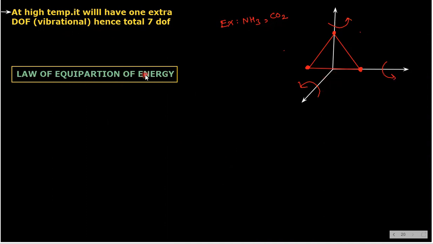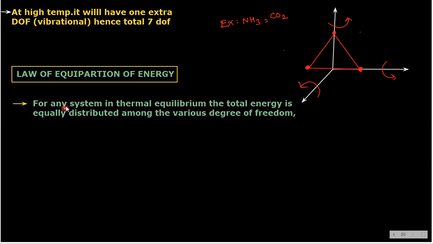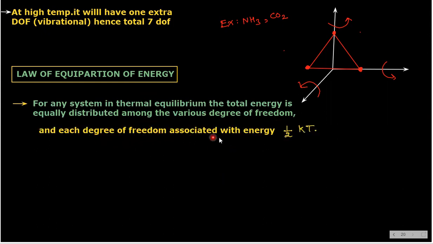Law of equipartition. Equipartition means what? Equally distributed or parted, we can say. So see what it says. For any system in thermal equilibrium, the total energy is equally distributed among the various degrees of freedom. And each degree of freedom is associated with energy half kT, where k is the Boltzmann constant.